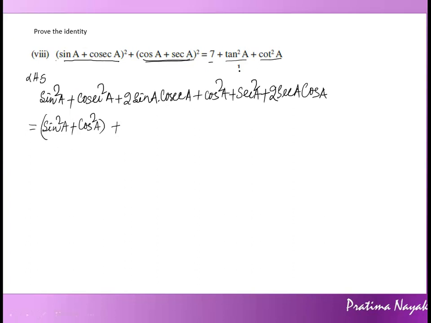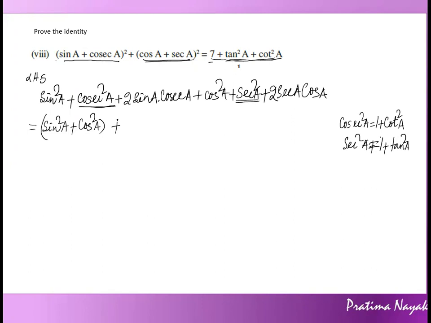Next, see the right hand side. On the right hand side, there is no cosec A, no sec A. Tan and cot are there. So what I'll do, I'll write cosec square A as 1 plus cot square A. I need to convert this because on the right side there is no cosec. In the same way, I'll change sec square A. How much will it be? It will be 1 plus tan square A.